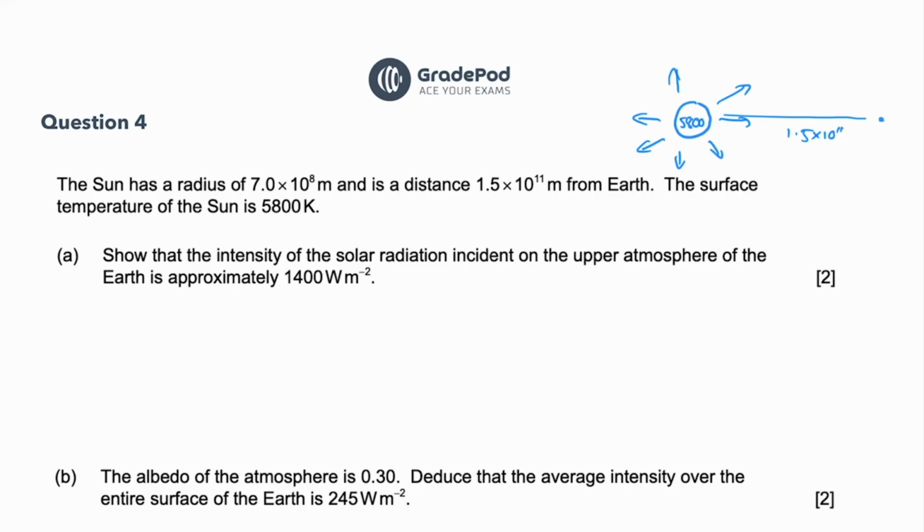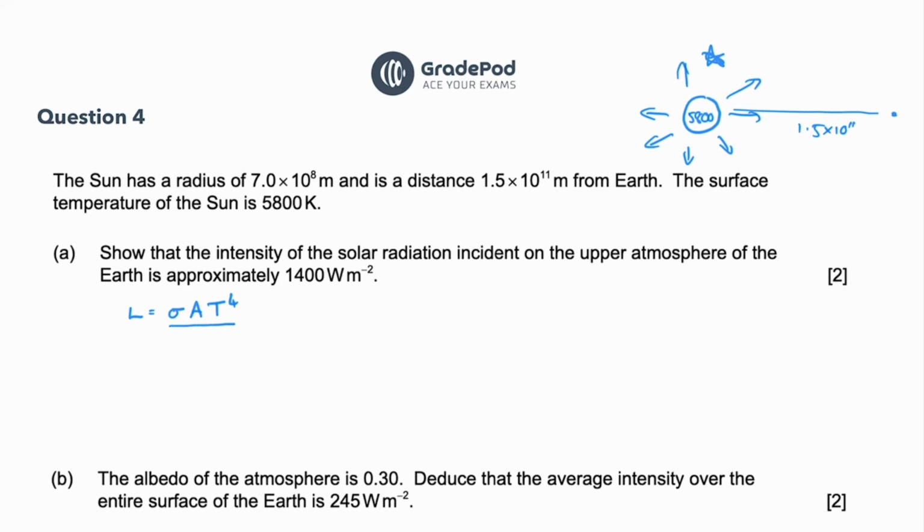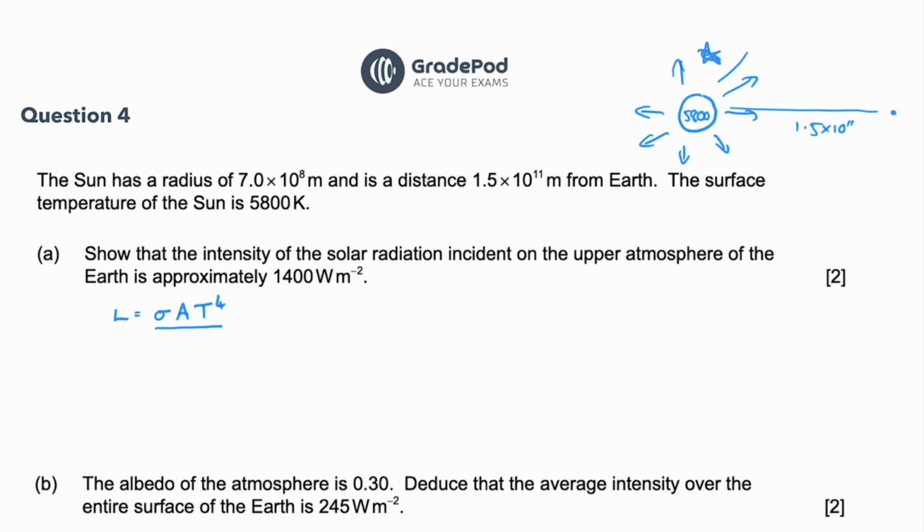Show that the intensity of the solar radiation incident upon the upper atmosphere of the Earth is approximately 1,400 watts per metre squared. Okay, let's look at the luminosity of the Sun first. The amount of energy it's actually giving out is the Stefan-Boltzmann constant times the surface area of the Sun times temperature to the power of 4. That's how much it's giving out here. How much is actually then received by the Earth depends on how far it is away from the Earth. You can see that the Sun is giving out radiation in all directions, and we only want it in one direction, here at the Earth. So we have to divide that by the surface area of this sphere here.